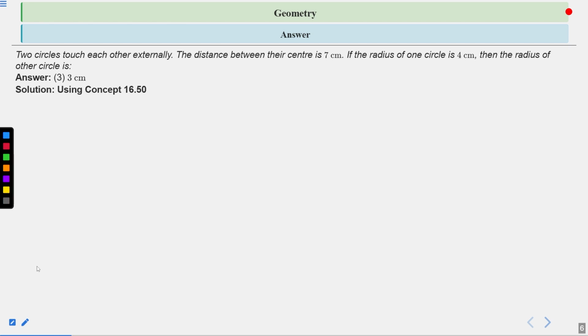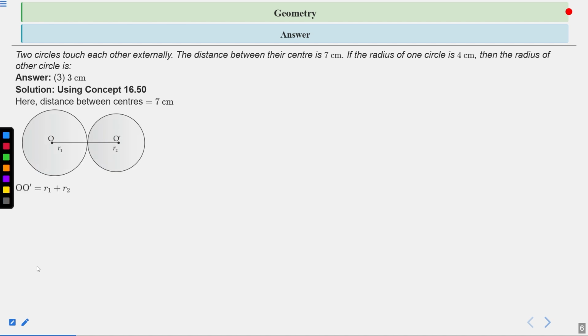Now see the detailed solution using concept 16.50. Here the distance between centers is 7 centimeter. Now see in the diagram, you can see it is given that OO dash is R1 plus R2. So R1 plus R2 is 7 centimeter and R1 is 4 centimeter. So we can easily calculate R2. R2 becomes 3 centimeter. So the third one is the correct answer of this question. Next one.